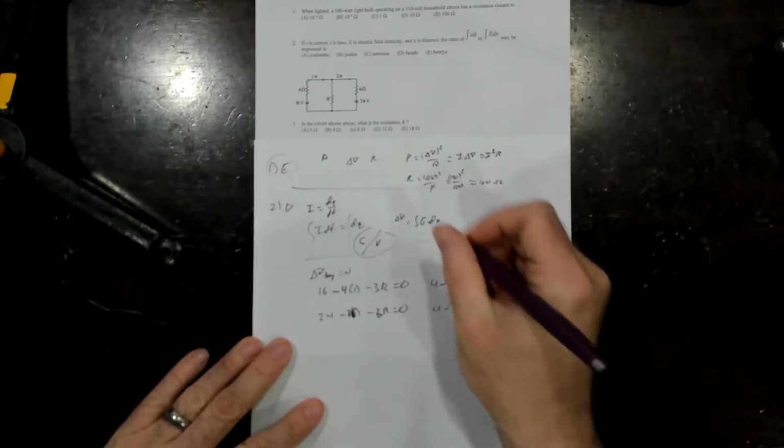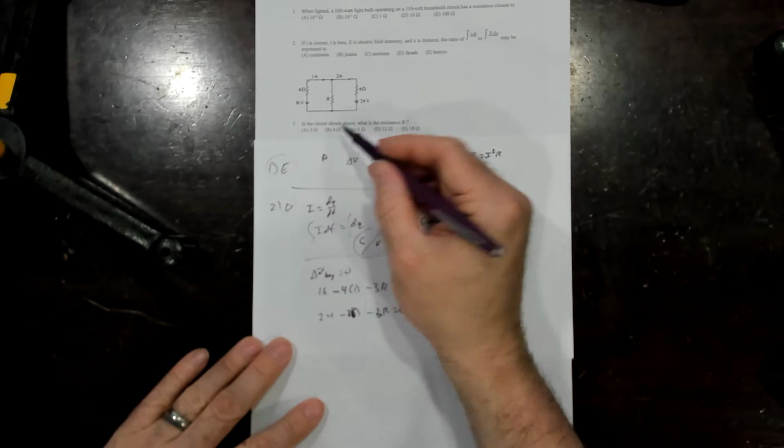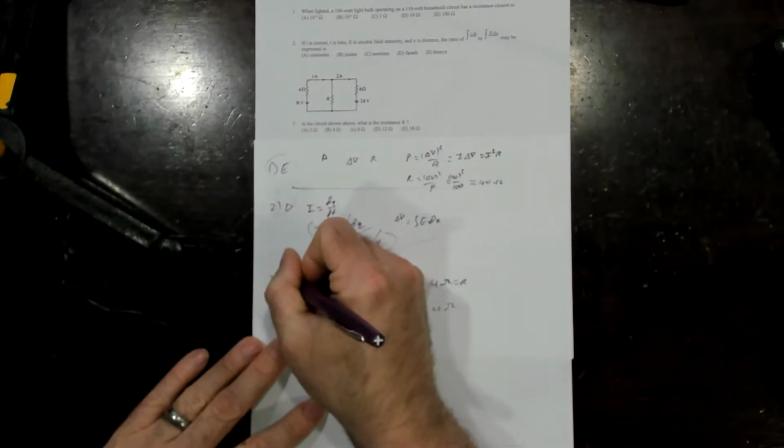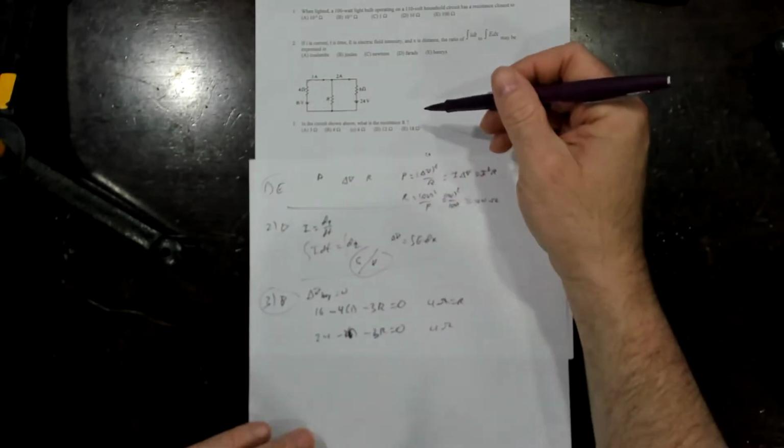Either way, whichever side I loop, I get the resistance is 4. So B is the best answer for problem 3.